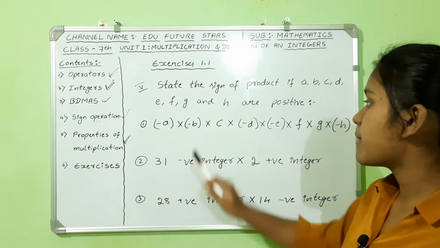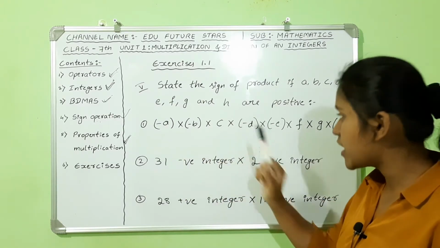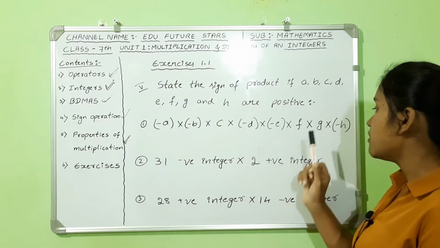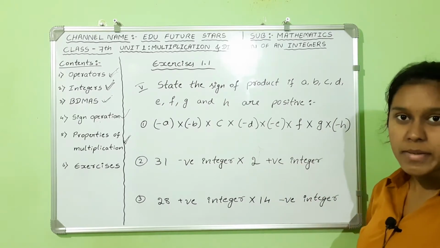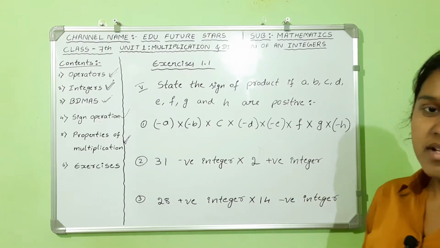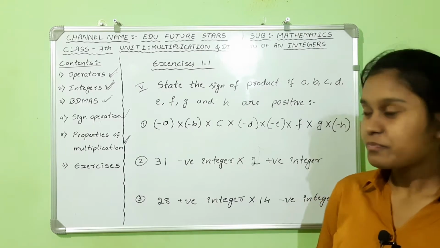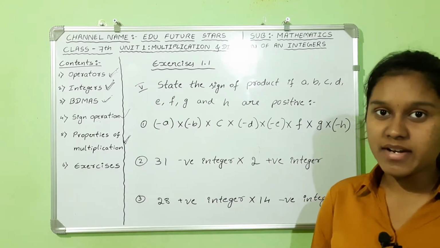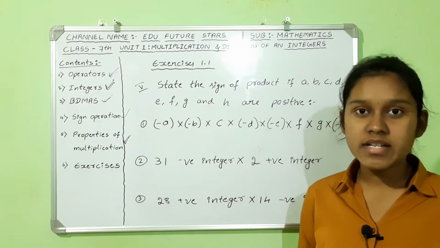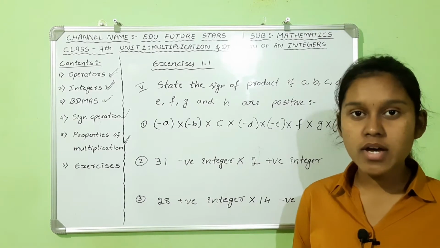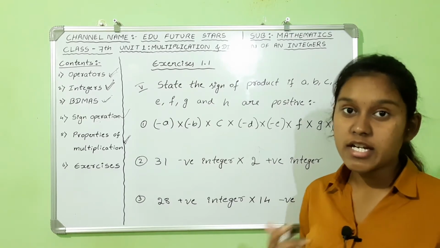The first question is about minus A, minus B, positive C, negative D, negative E, positive F, positive G and negative H. Okay. So here, I hope you remember the last tip. I told you in the last main, right? When we have an even number of signs, then obviously the result will be positive. When you have an odd number of sign values, then you will obviously get a negative result.